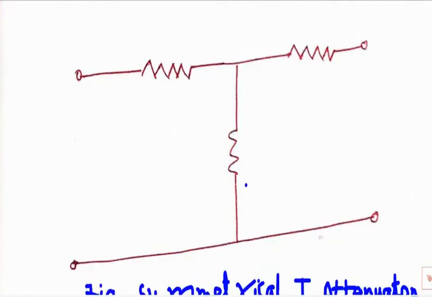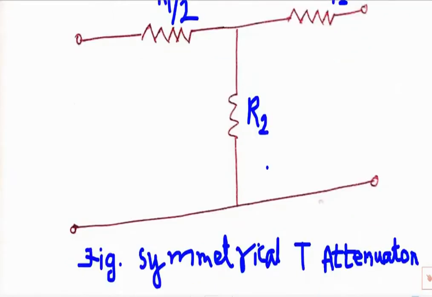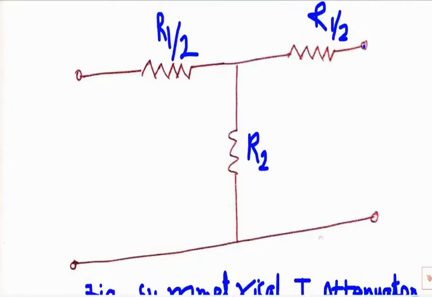One T network is there. Here the resistances are R1 by 2, R1 by 2, and R2. Easy to remember: R1 by 2, R2. So this is the diagram of the symmetrical T attenuator. Now, I terminate the output end with R0.